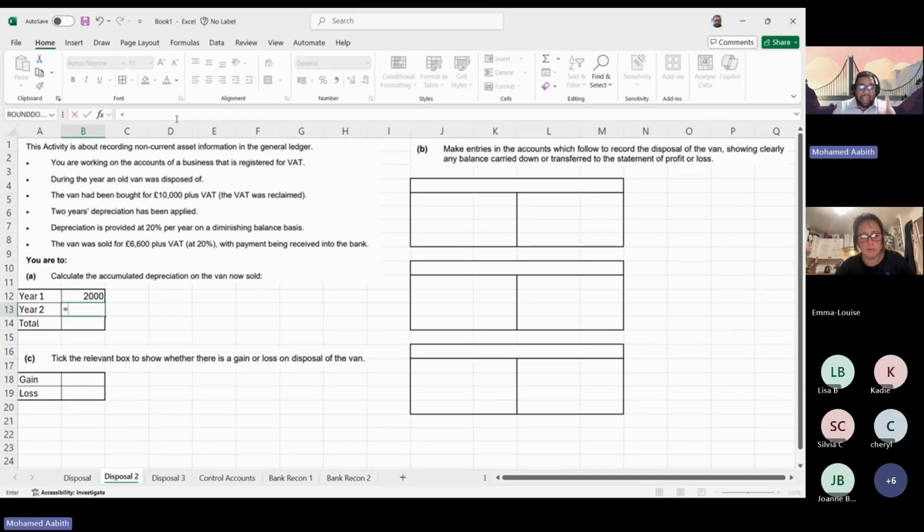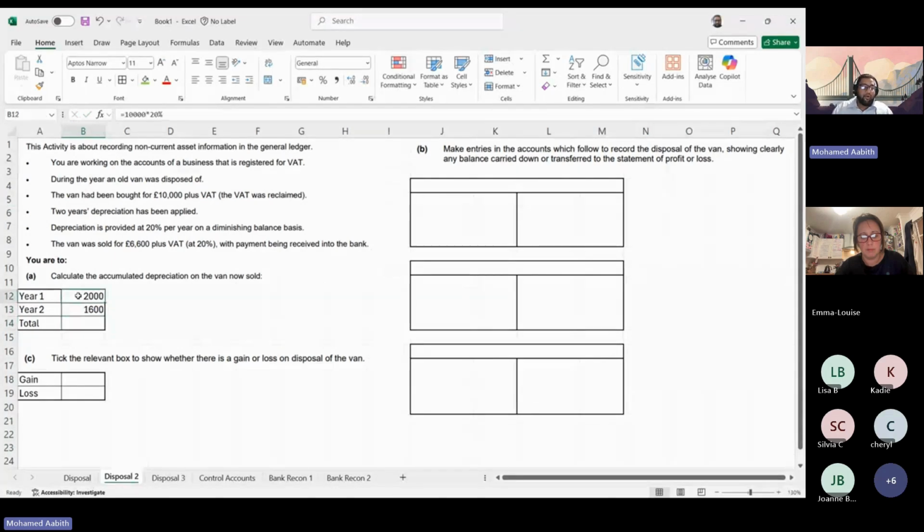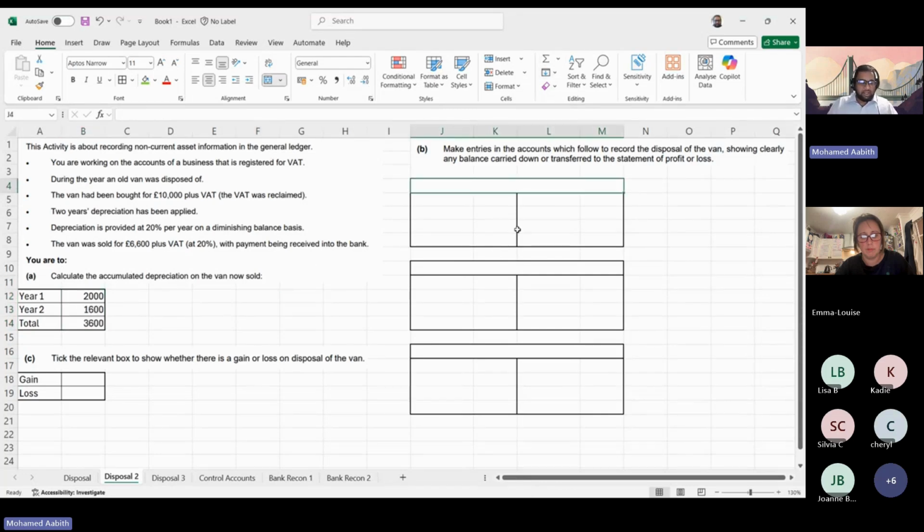That time, the carrying amount after you take the £2,000 away from the original cost is £8,000, and then you're going to times this by 20%, and that one will give you 1,600. So therefore, the total depreciation they have charged is going to be 1,600 plus 2,000, that will be 3,600. So here, the disposal account, and then we also have to have the cost account.